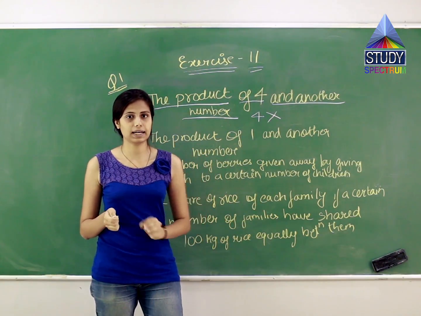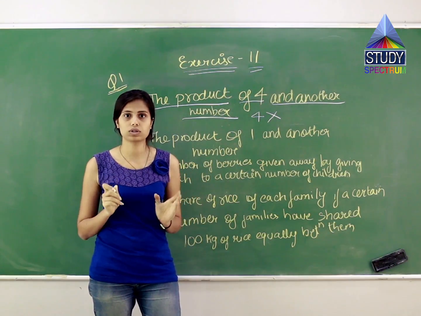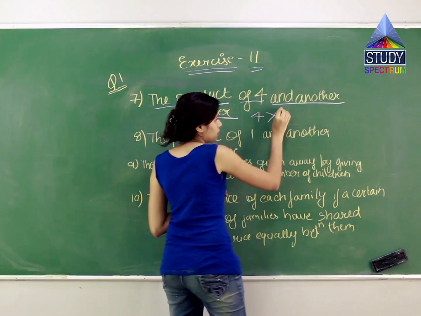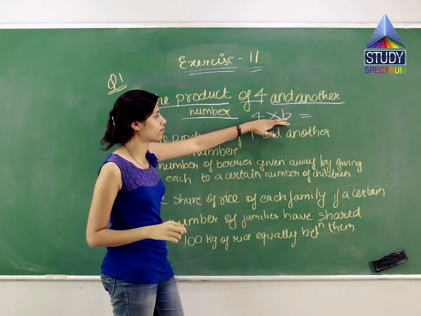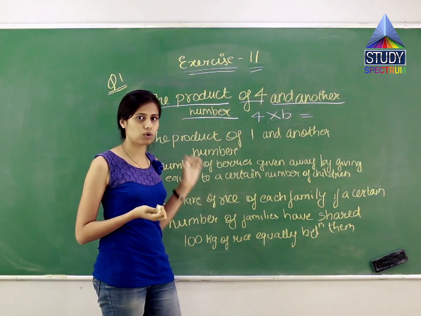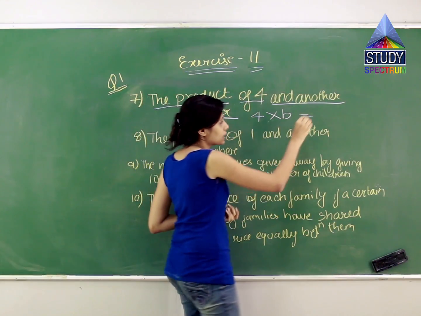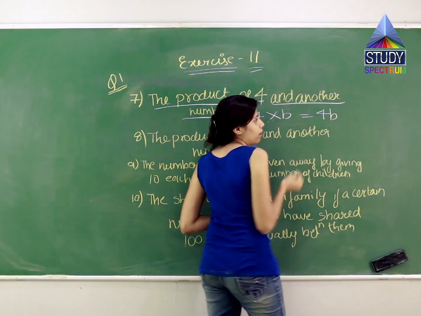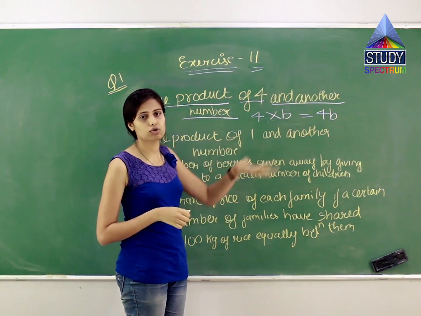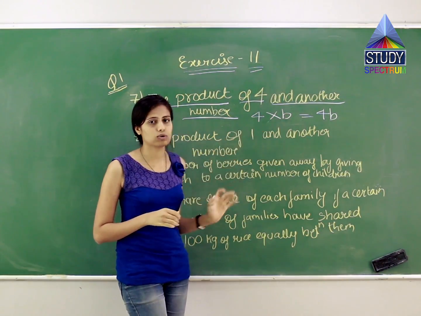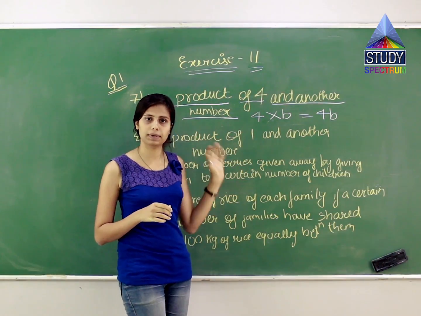We will replace that number with the alphabet from A to Z. Let us take suppose B. So what is the answer? See, this is one form of writing. Another form, as I told you in the previous question, which was the number followed by the alphabet, which is 4B over here. Okay, you can assume any number from A to Z in place of B. I have assumed B over here.